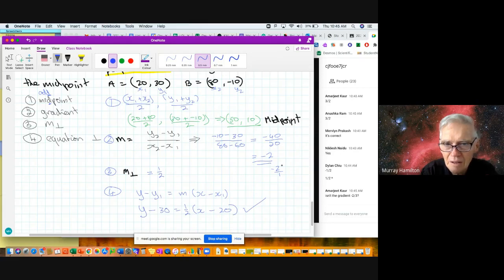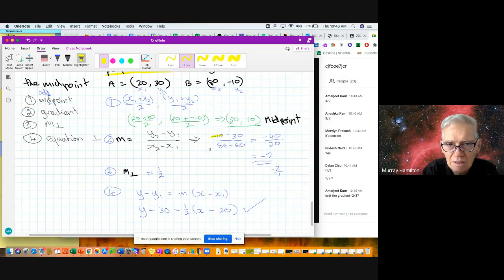We've done it. Wasn't the gradient -2/3? No, this is -40. -30 take -10 take away 30. Midpoint, do we add? No, we're doing the gradient. Change in y. y2 minus y1. y2 is -10, y1. Now, Amajit, just check this. Got a question here. Isn't the gradient -2/3?